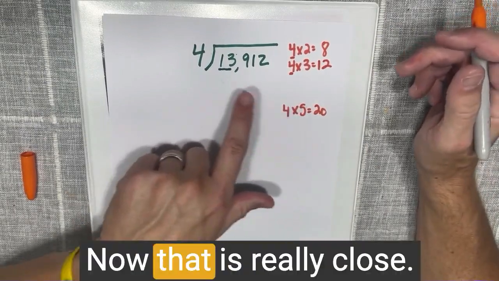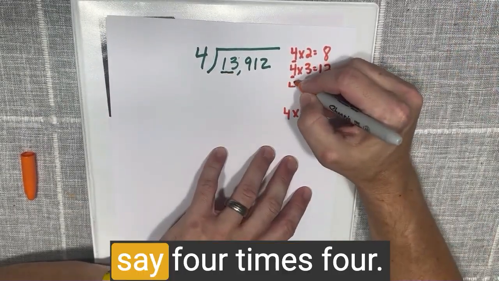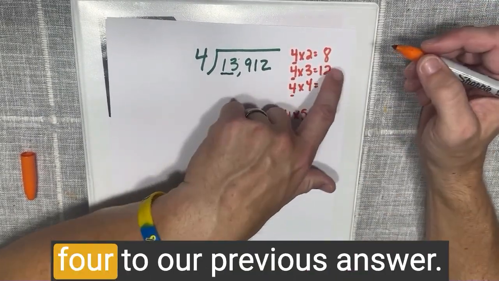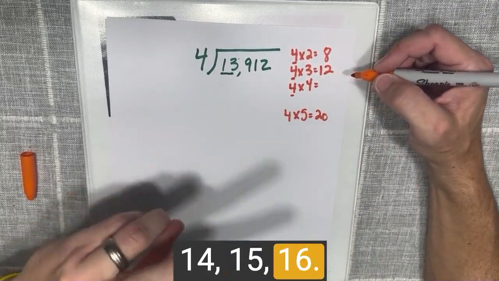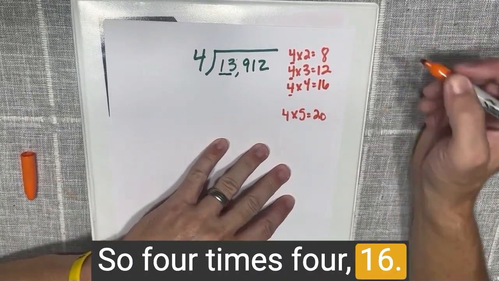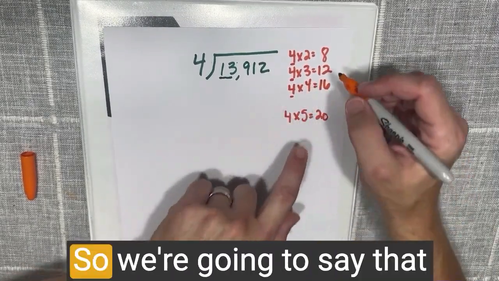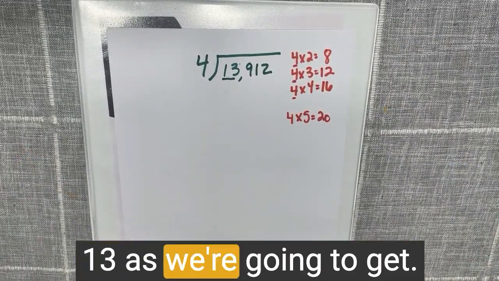All right. Now that is really close. But just to double check ourselves, we'll say 4 times 4. And when we do that, remember, we're just adding 4 to our previous answer. Our previous answer was 12. So we go 13, 14, 15, 16. So 4 times 4 is 16. And you see how that's too big, mathletes? Can't get into that. So we're going to say that 4 times 3 is 12. That is as close to that 13 as we're going to get.